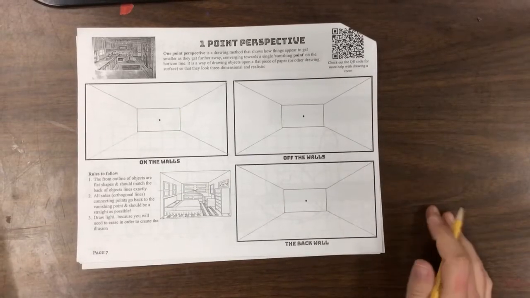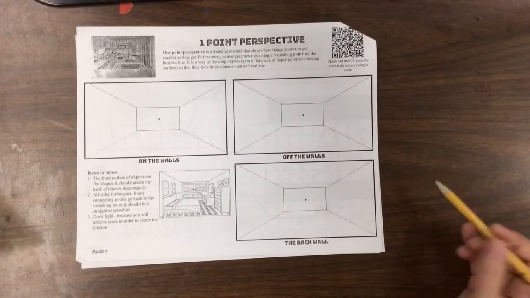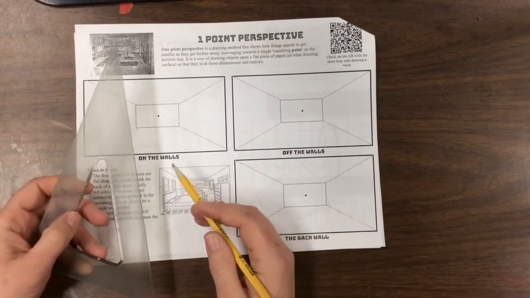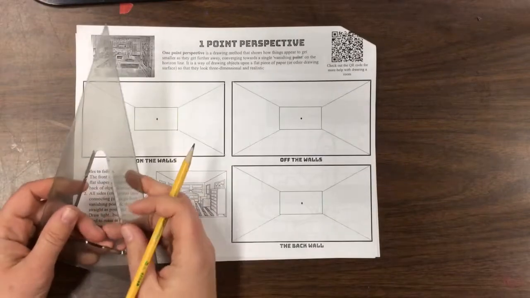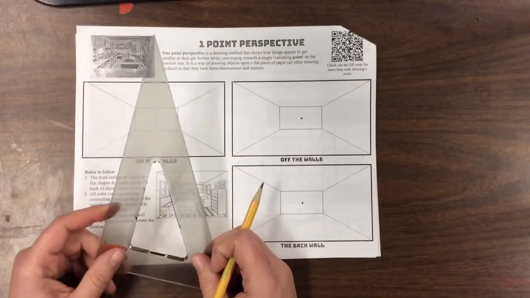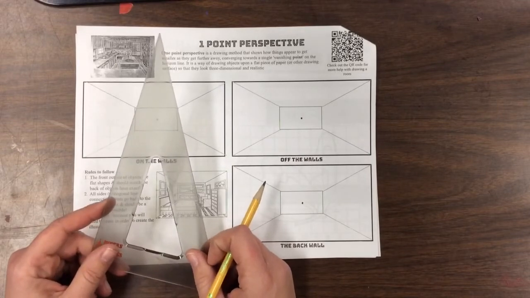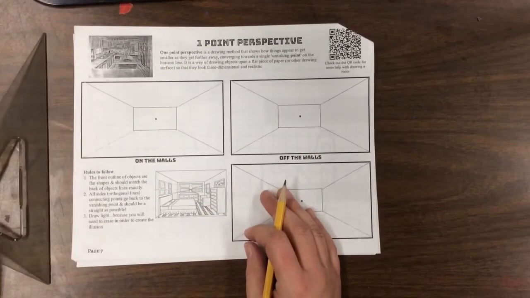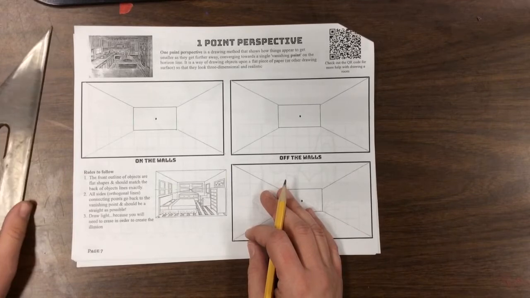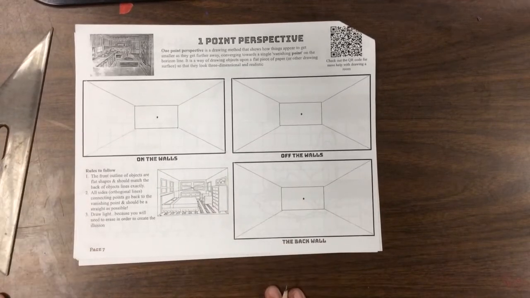Okay, so for this video, what I'm going to ask that you do is you're going to need some kind of straight edge. You can have a ruler, you can have a triangle, you can have a protractor. Honestly, it doesn't matter to me what you decide to work with. A couple of things about one-point perspective.